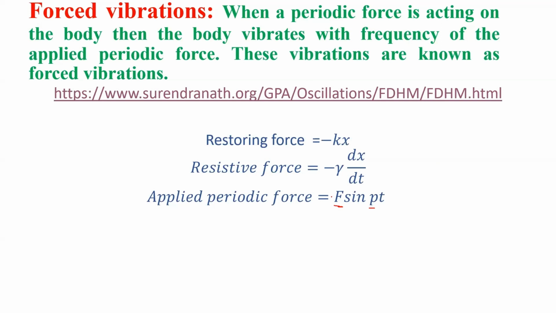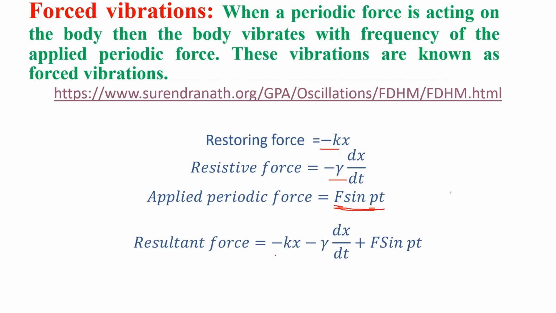Here we have taken this one as plus because it is supporting the oscillations, and these two are opposing. That's why the total force acting is how much now? Minus kx minus gamma into dx by dt plus F sin pt. That is the total force. So the total force acting here is minus kx minus gamma into dx by dt plus F sin pt.